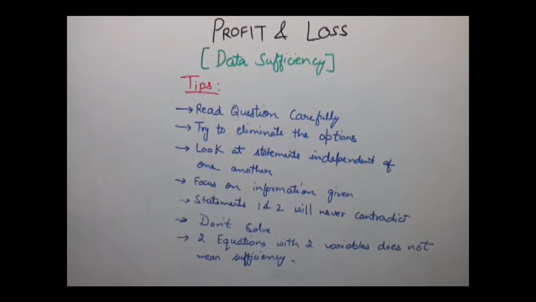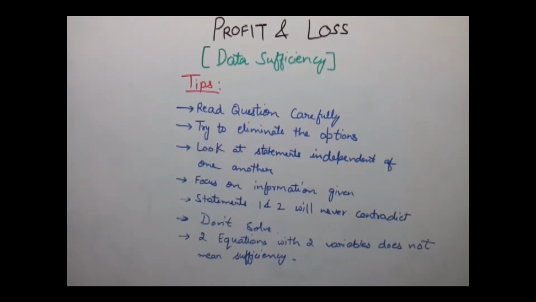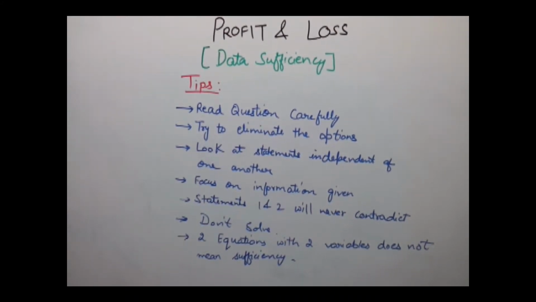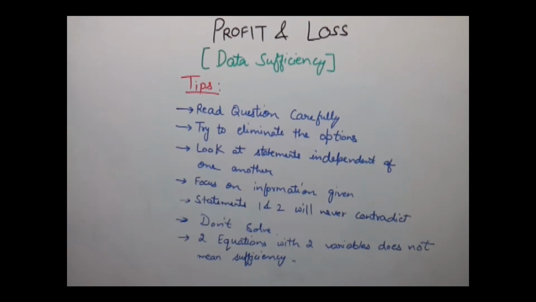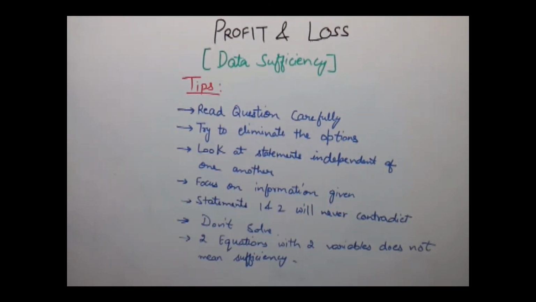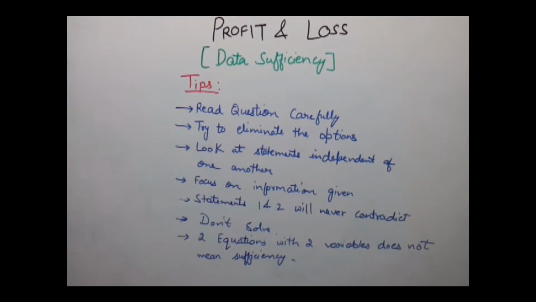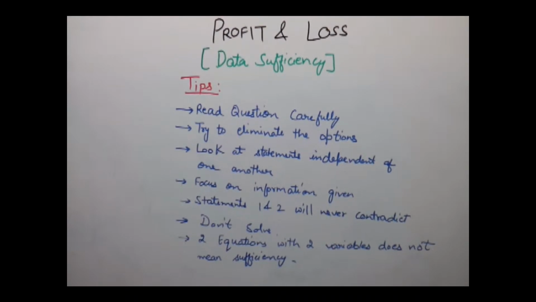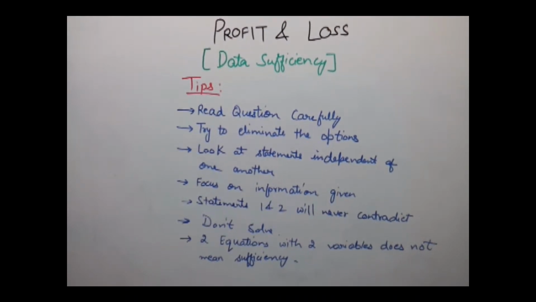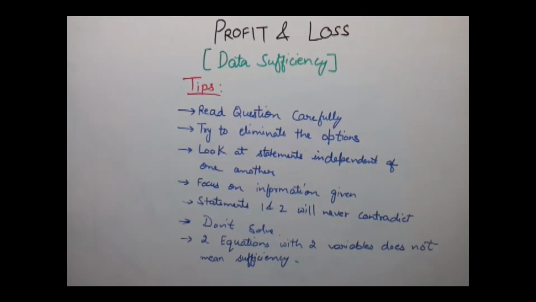Data sufficiency questions are those where you are given two statements, statement 1 and statement 2. Based on that, you are given 4 options, and in some cases 5 options can also be given. The options can be: the result can be obtained by statement 1; second, the result can be obtained by statement 2; third, the result can be obtained by statements 1 and 2; and the fourth option is that the result cannot be obtained by either 1 or 2.